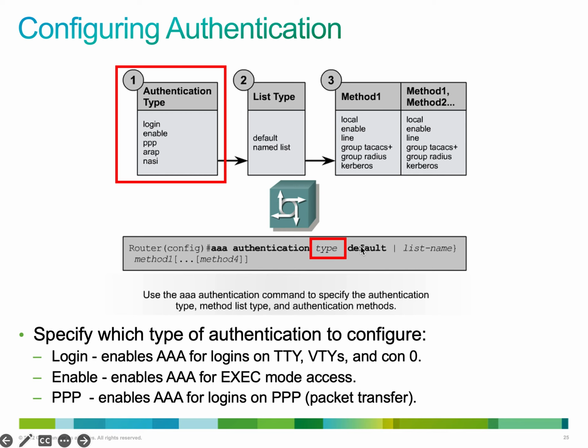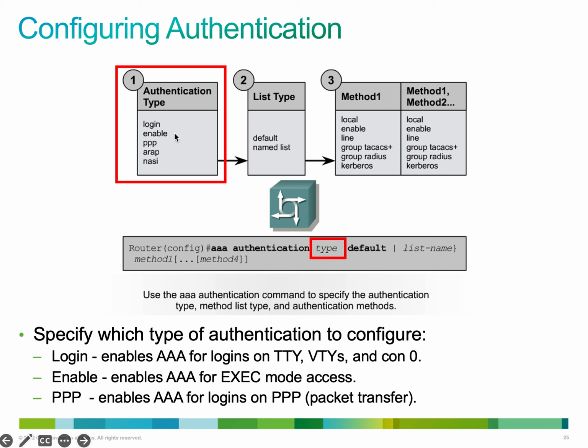Is that okay? Now, the next is to specify which type of authentication you want to configure, because there are many things to configure. You want to configure the login, or the enable, or the PPP, or the ARAP, or the NASI. So which type do you want to configure? That's what we mean by authentication type. Which one do you want to configure?